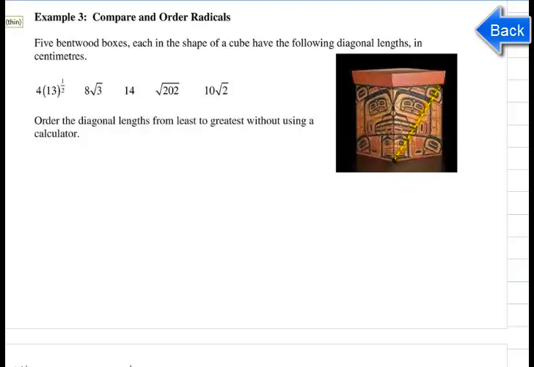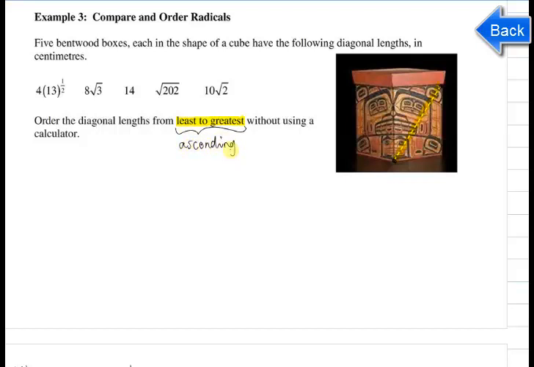Okay, so from the 5 bentwood boxes we have, the different diagonal lengths are 4 times 13 to the half power, 8 root 3, 14, square root of 202, and 10 root 2. You're being asked to order the diagonal lengths from the least to the greatest without using a calculator. So what we mean by least to greatest is ascending order.